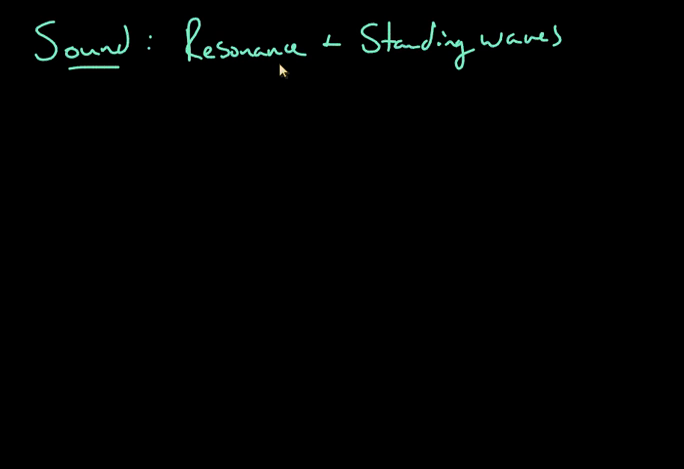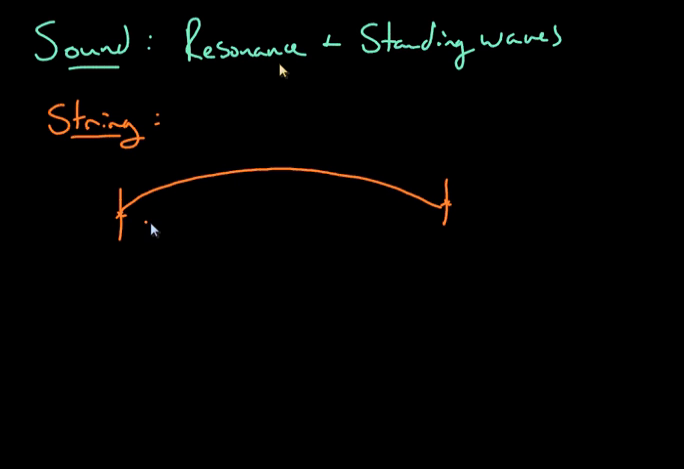So, first thing we'll talk about is a string, okay? An instrument with a string on it, okay? And when you pluck the string, what ends up happening is you get standing waves in the string, which mainly ring at the fundamental frequency, right? So this is the length of the string, okay? We'll have an antinode in the middle, and we'll have a node and a node, okay?